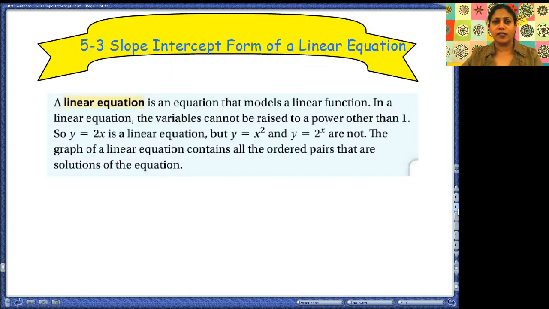So you want to write down the definition of a linear equation, and in a linear equation the variables cannot be raised to a power other than 1. So y equals 2x, where y is to the power of 1 and x is to the power of 1, is a linear equation. But if you have x squared or 2 to the exponent of x, then that is not a linear equation.